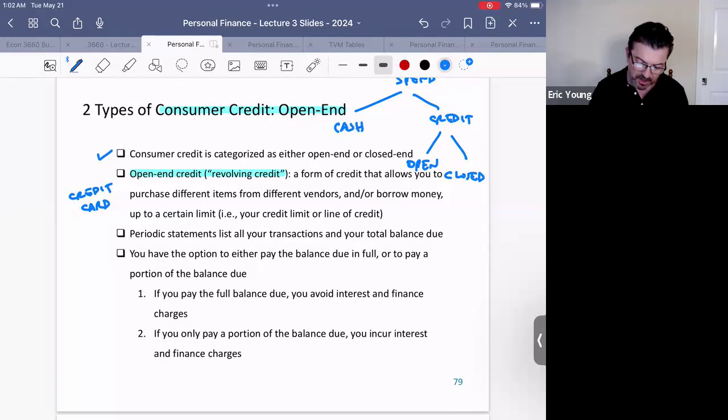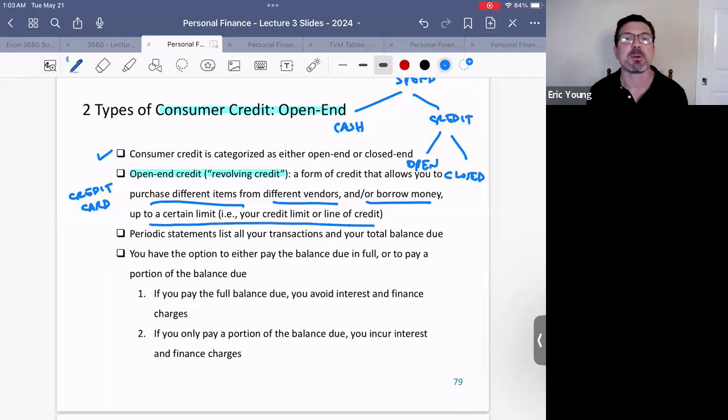With open-ended credit, you are able to buy all kinds of items, pretty much everything that's legal to buy. You can buy different items from different vendors, or you can take cash advances and borrow money. You can buy any product as long as it's legal, or borrow any money through a cash advance, up to a certain limit. And that limit is called your credit limit or your line of credit.